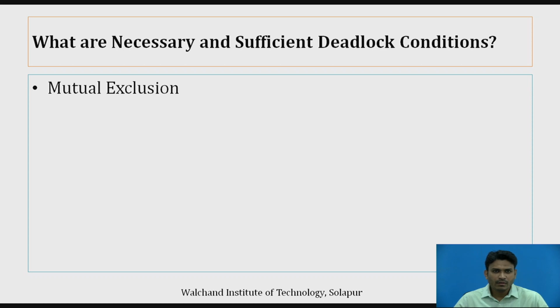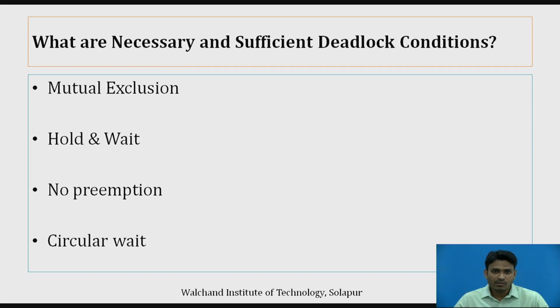The first necessary condition is mutual exclusion, meaning our system must be in the mutual exclusion condition, our system must be in the hold and wait condition, our system must be in the no preemption condition, and our system must be in the circular wait condition. When our system satisfies these four conditions, at that time our system is in deadlock.